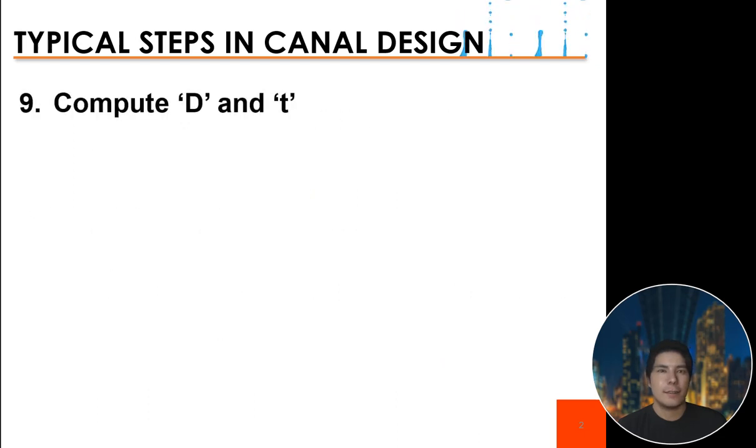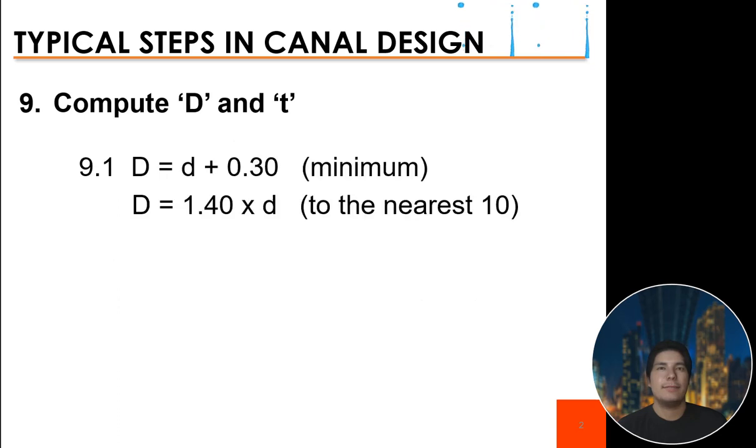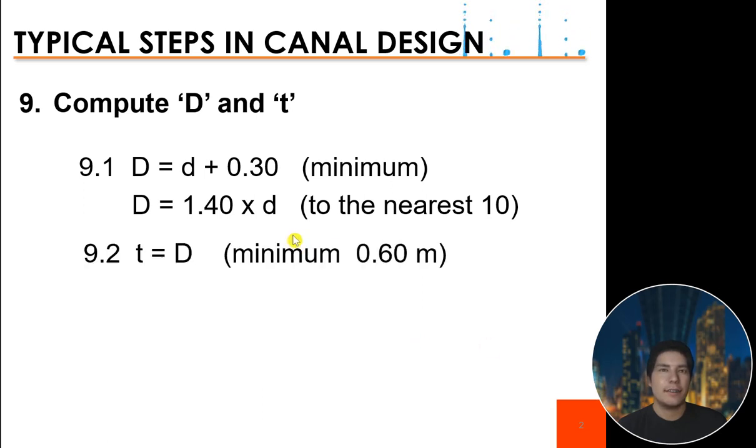Next, we need to compute for the depth and the value of T. So we have the D, which is equal to d plus 0.3 as a minimum, and 1.4 times the depth. This is the 40% increase of our water depth, for pre-board. And for our top bank, the minimum is 0.6 meter. We can use this one. We have equivalent to D.